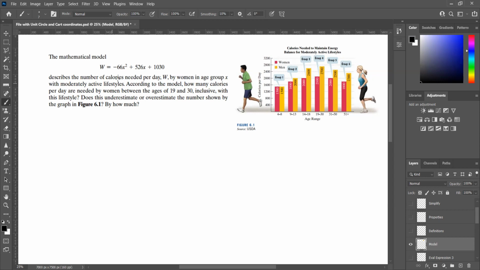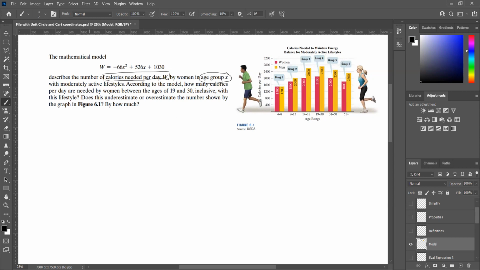And they tell us that the calories needed per day is the W. And they tell us that the age group is the X. Notice we've got age ranges down here on the bottom of the graph, but then up above they give us age groups. So we need, according to the text, the group number for X.